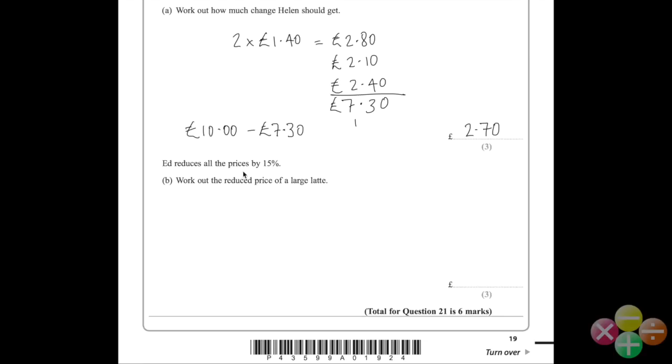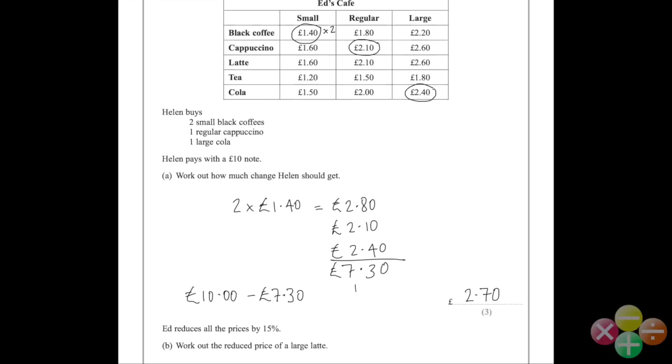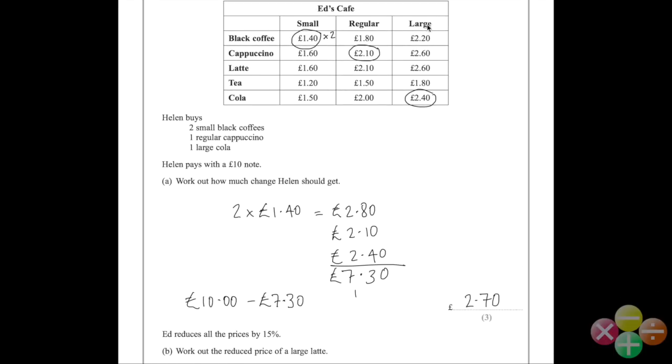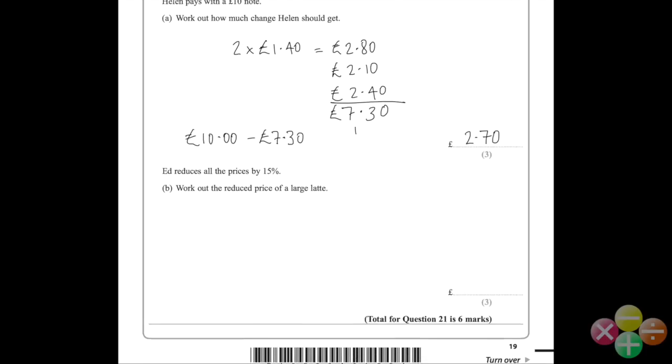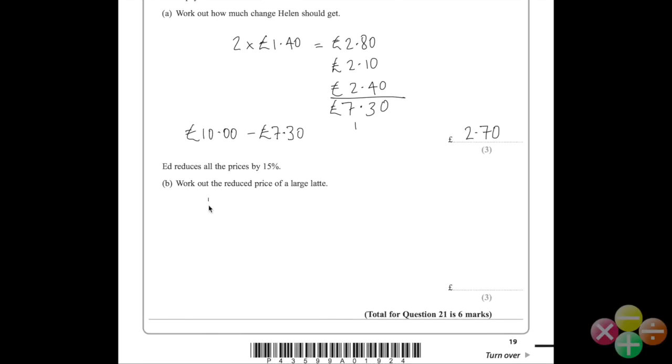Ed reduces all the prices by 15%. Work out the reduced price of a large latte. Okay, so let's go back up and have a look at how much a large latte is. So large latte, £2.60. So in my working out, I need to find out 15% of £2.60. And then I need to take it off of my £2.60 to give me the new price, because we're taking it off, remember, because Ed's reducing all the prices.